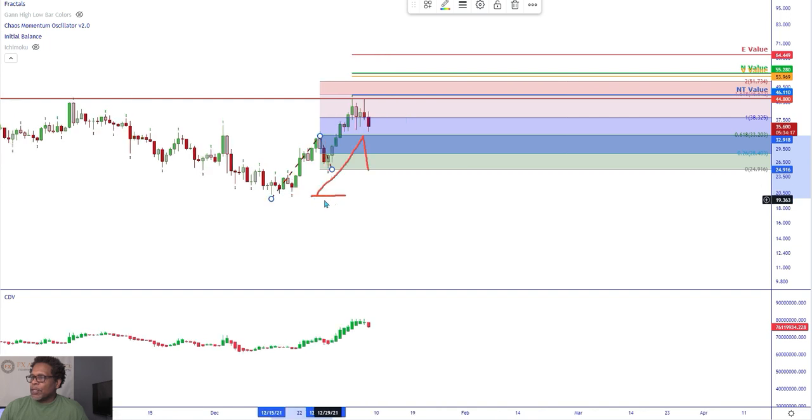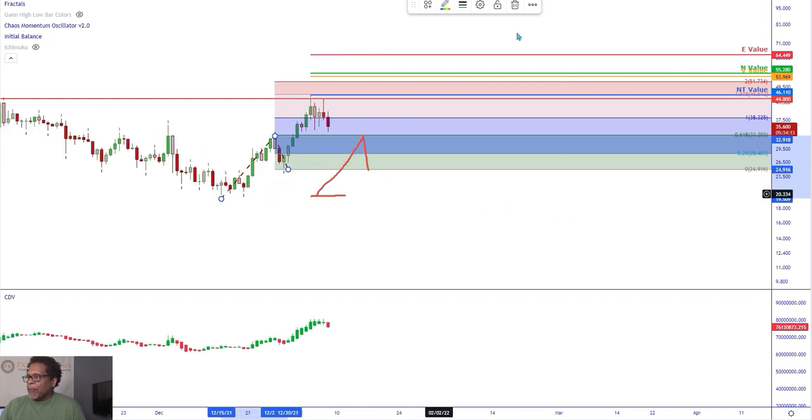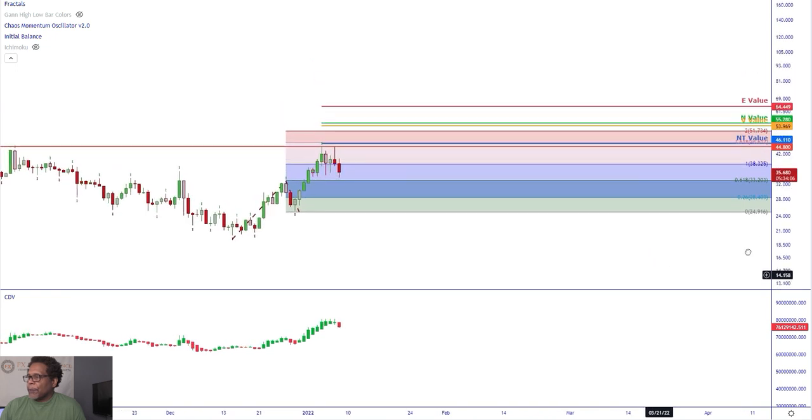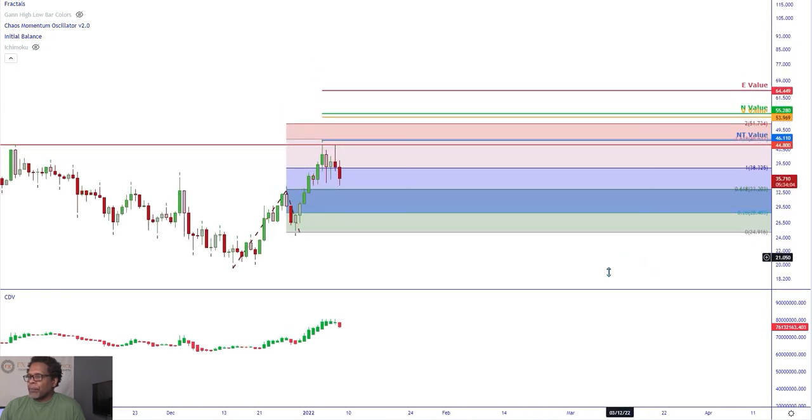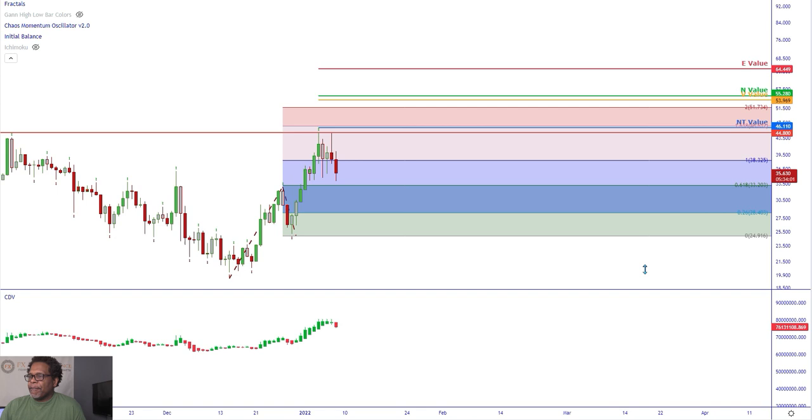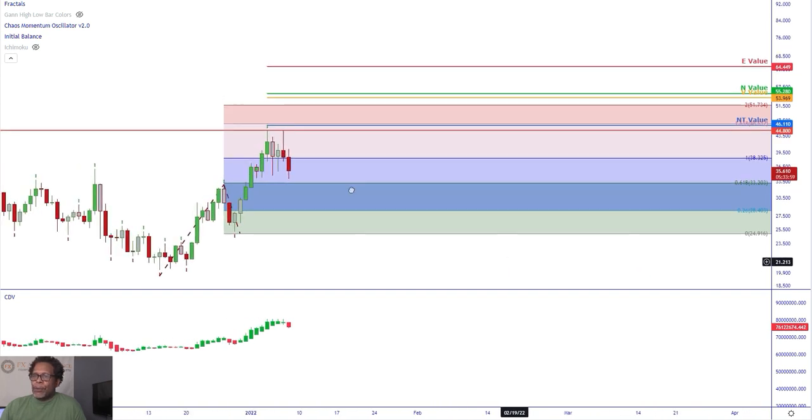But anyway, we would be shooting for these levels. You would see the main level, and the main level on my chart is going to be this N wave. Let me show you here. It's going to be this N value. If you use the fib extension tool, you can always come up with the N value yourself also.